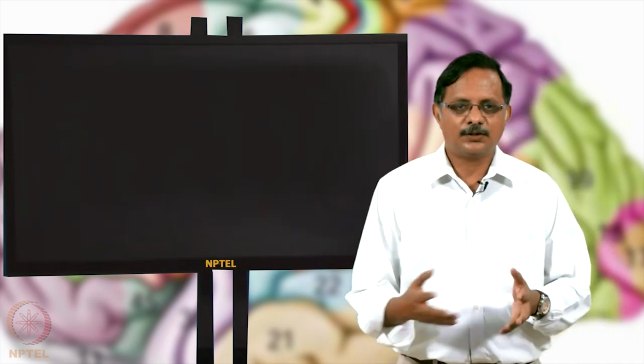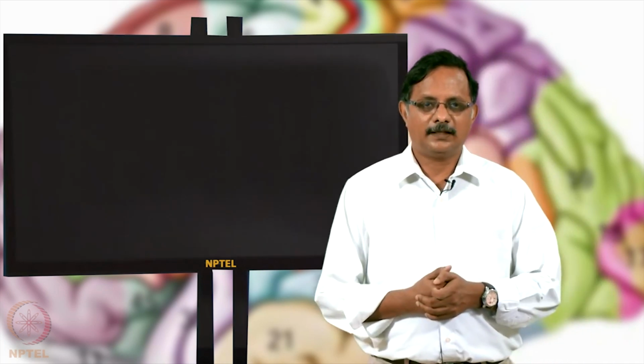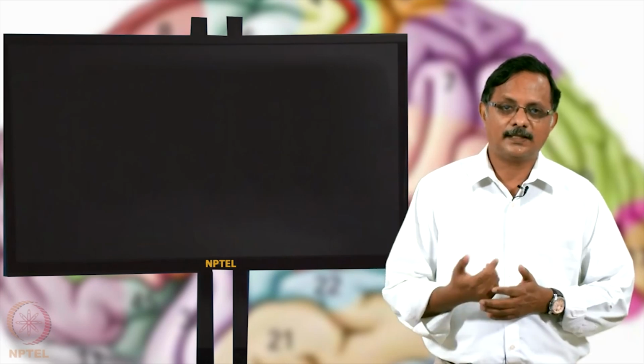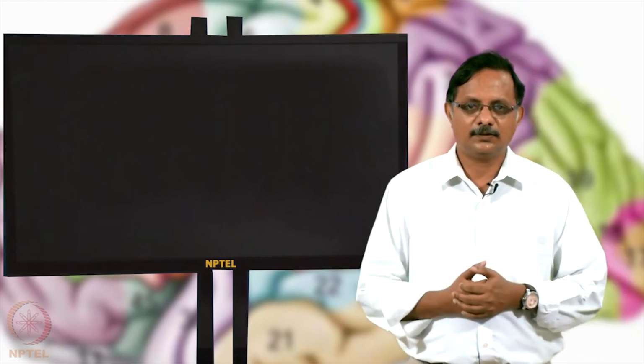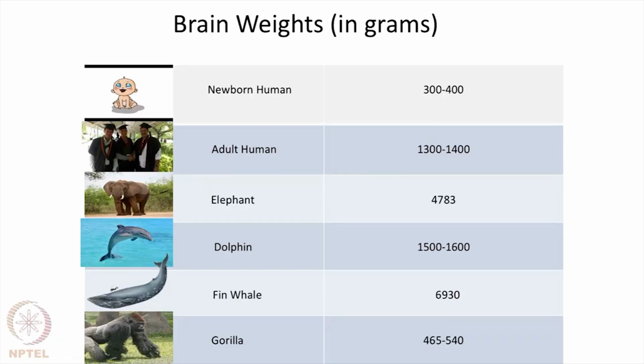One of the first things that you can think of about the brain is its size or its weight. Are larger brains smarter? Let us look at the weights of various organisms, various species, and see if size correlates with intelligence in any sense. The weight of a newborn human brain is about 300 to 400 grams. An adult human who is all educated and has gone to college and has a degree, I am just kidding, has a brain weight of about 1.3 to 1.4 kilos.